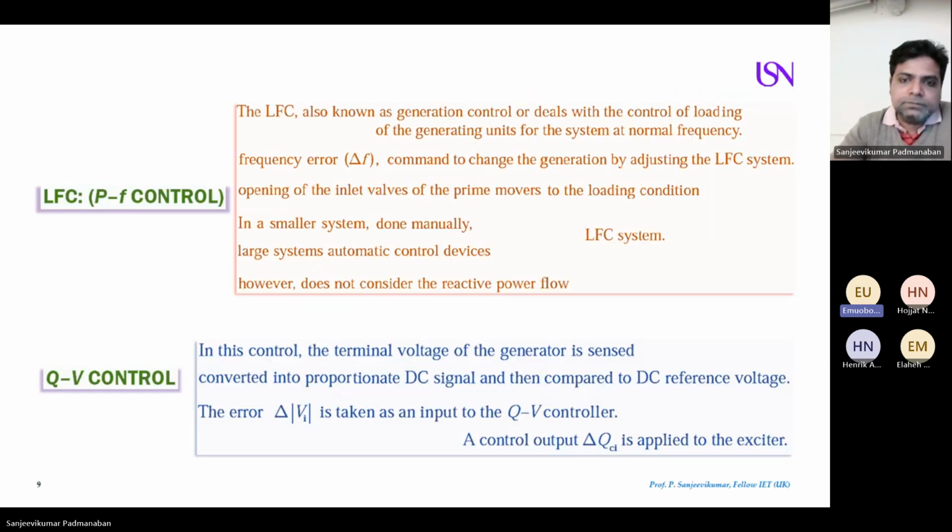Yes, I have a question. When you talk about the exciter, this is like an input to the synchronous generator, is that correct?